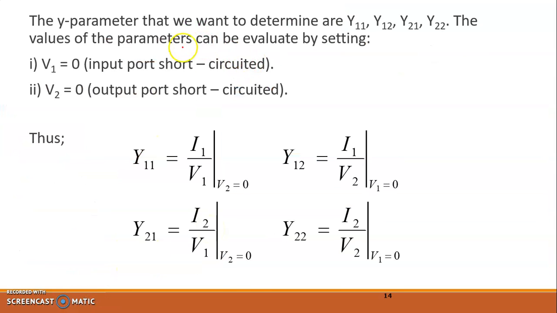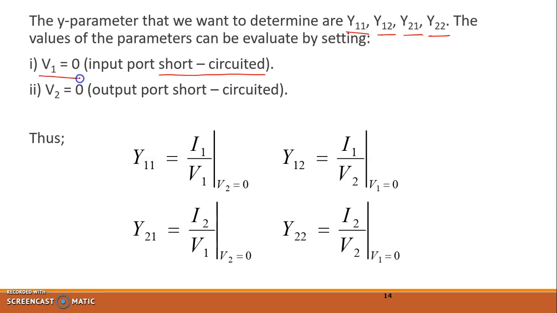Here, why it is known as the short circuit admittance parameter is that for finding the values of Y11, Y12, Y21 and Y22, we are making one of the terminals short circuit, and we are finding the ratio between current and voltage. That is why it is known as the short circuit admittance parameter.